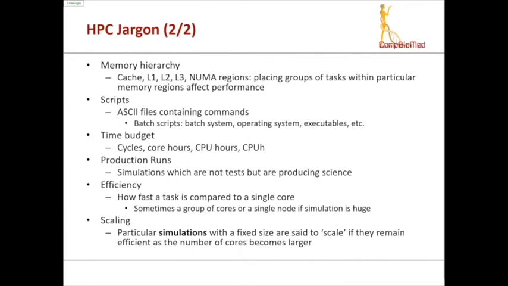Very briefly, you may hear people talking about a memory hierarchy. This refers to the cache, which is very fast. Level 1 cache is fastest. Level 2 slower. Level 3 again. You'll hear people talking about NUMA regions, which is dependent on the cache levels and how tightly packed the memory is to particular cores within the node. And you'll find placing tasks within particular regions will affect performance.